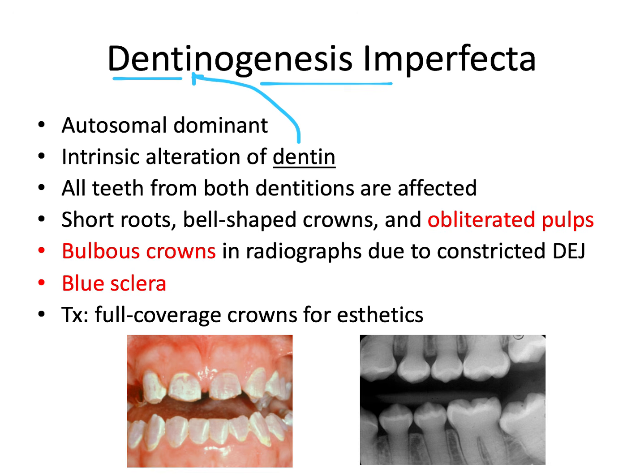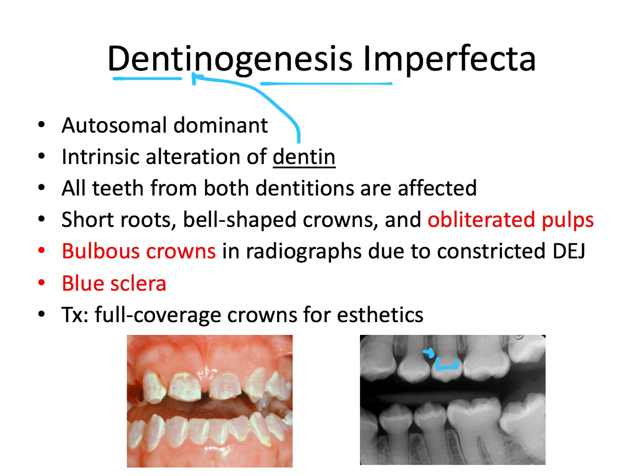We see short roots, bell-shaped crowns, and obliterated pulps. This is because we're getting these bulbous crowns in the radiographs, these bell-shaped crowns. It's due to a constriction at the DEJ, where this dentin and enamel meet, and it's causing this constricted kind of appearance. And again, it's because the dentin is the problem. The enamel is normal. The pulp, unfortunately, gets messed up as a result of the dentin being imperfect.